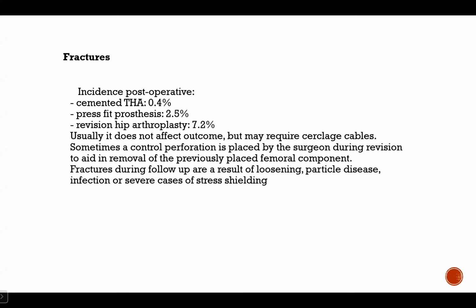The fracture. The incidence postoperatively for cemented total hip arthroplasty is 0.4%, for press-fit prosthesis 2.5%, and for revision hip arthroplasty about 7%. It usually does not affect outcome, but may require a subclass cable. Sometimes a controlled perforation is placed by the surgeon during revision to aid in removal of the previously placed femoral component. Fractures during follow-up are a result of loosening, particle disease, infection, or severe stress shielding.